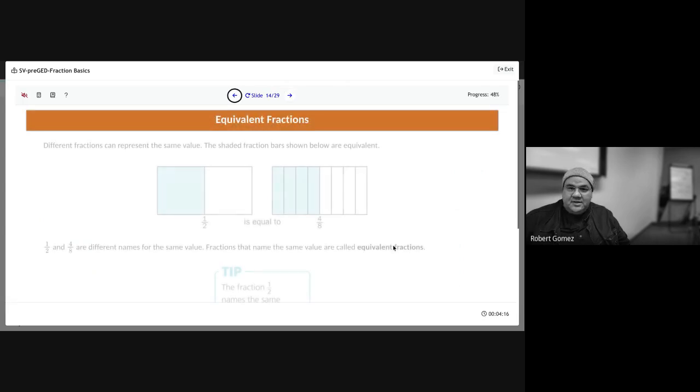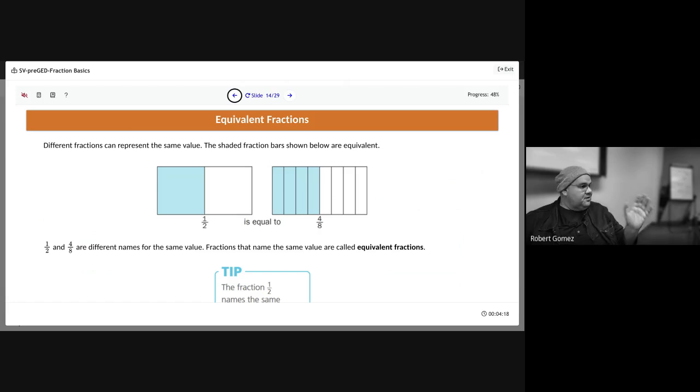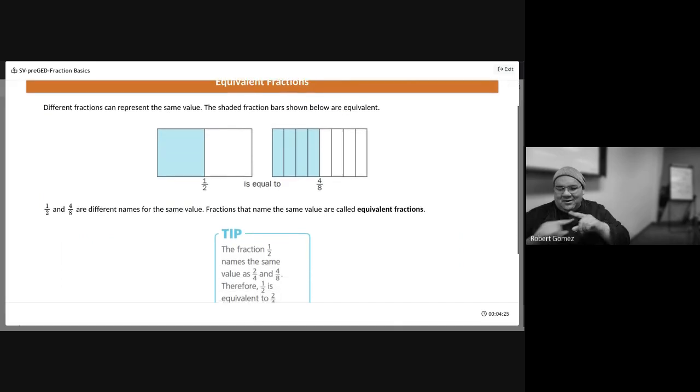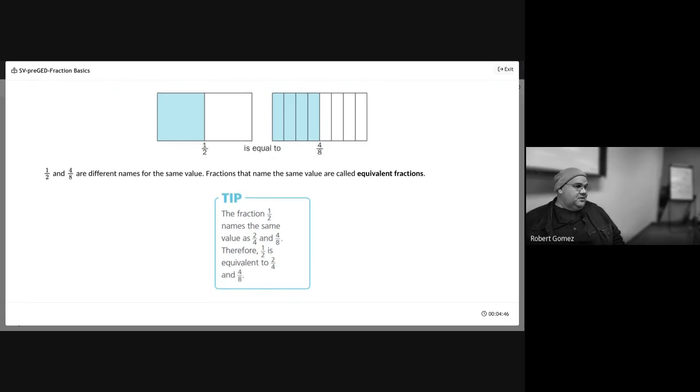So let's look at slide 14. Remember I talked about the ice tray, right? Well, this is our ice tray. Notice that our ice tray is the same size. It's just that one ice tray makes two really big pieces of ice, and the other one can make 8 smaller pieces of ice. But it's the same ice tray, right? It's like the same size. Right, but these are equivalent, right?